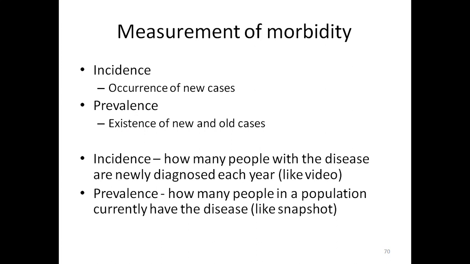It includes new and old cases. Okay, so today's cases and yesterday's cases, or previous month, previous year, everything comes in prevalence. So basically you can say that incidence is how many people with the disease are newly diagnosed each year, which is like a video, throughout the year, in a follow-up study or a prospective study. It goes throughout the year. Whereas prevalence is how many people in a population currently have the disease at present, that is just like a snapshot or a picture. Okay, so that is the basic difference between incidence and prevalence.